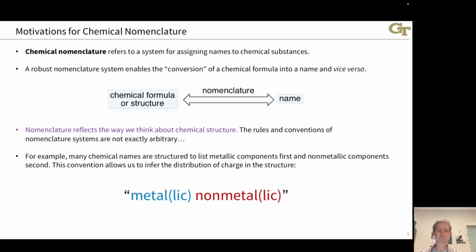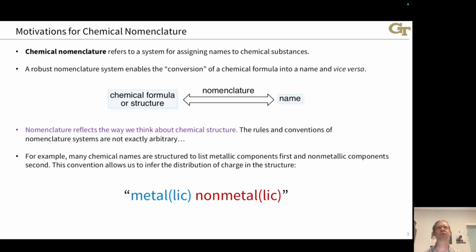This idea in purple is really important. Nomenclature reflects the way we think about chemical structure. Names are organized and built so that we get information about structure from the name directly. This means that the rules and conventions of nomenclature are not entirely arbitrary. They are set up to automatically give us information about structure.